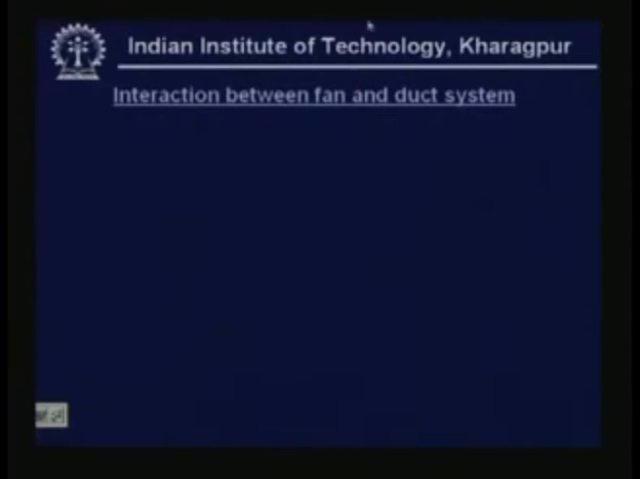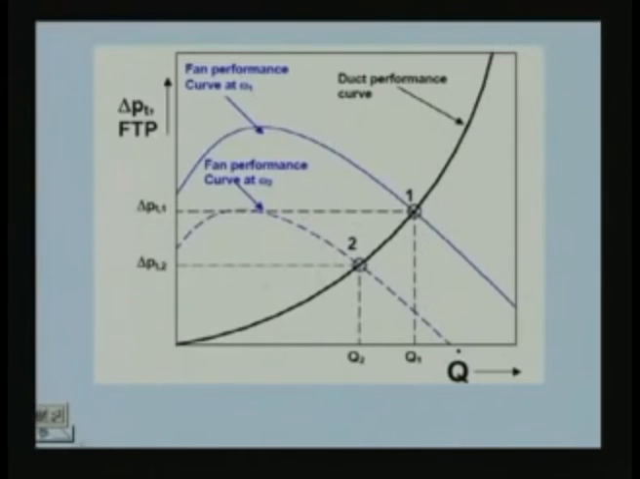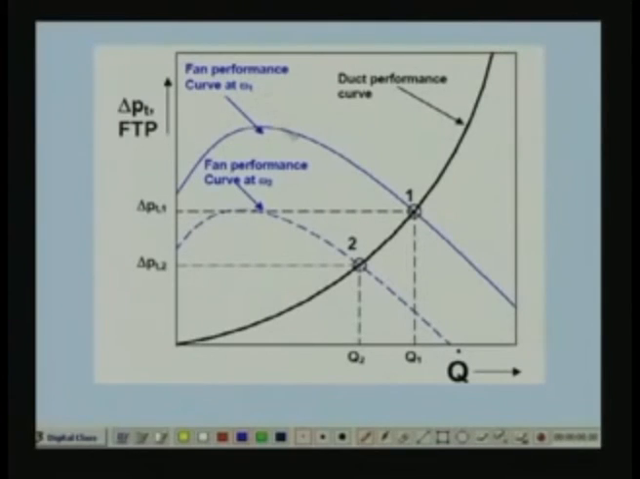So, finally, let us look at interaction between fan and duct systems. This particular curve shows the fan performance curve. This is a fan performance curve at rotative speed omega 1, this is a fan performance curve at rotative speed omega 2, and this is your duct performance curve. Both are plotted versus air flow rate q dot in meter cube per second, right.